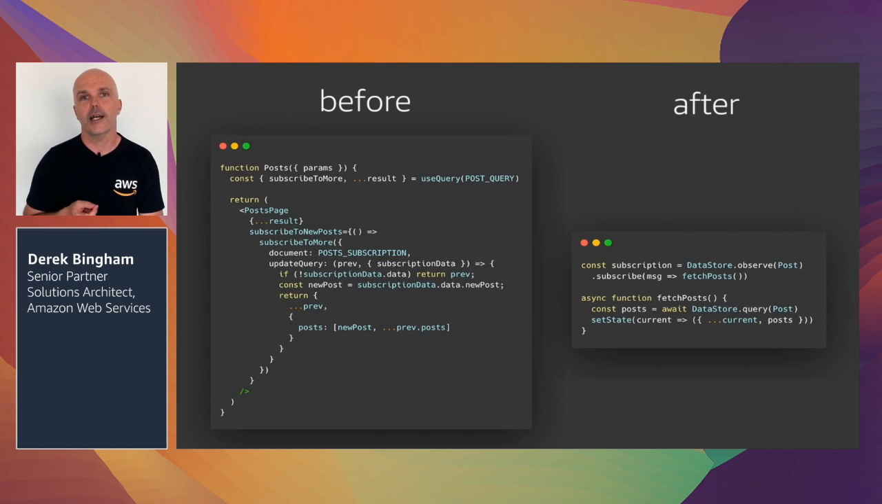So before DataStore came along, you'd have to build quite a complex set of logic on when to query the backend, when to mutate the backend, when to have a subscription from the backend. But with DataStore, this is a lot simpler. So on the left-hand side, we have the code you'd have to write before DataStore, and on the right, you see the really simple API that DataStore gives you.